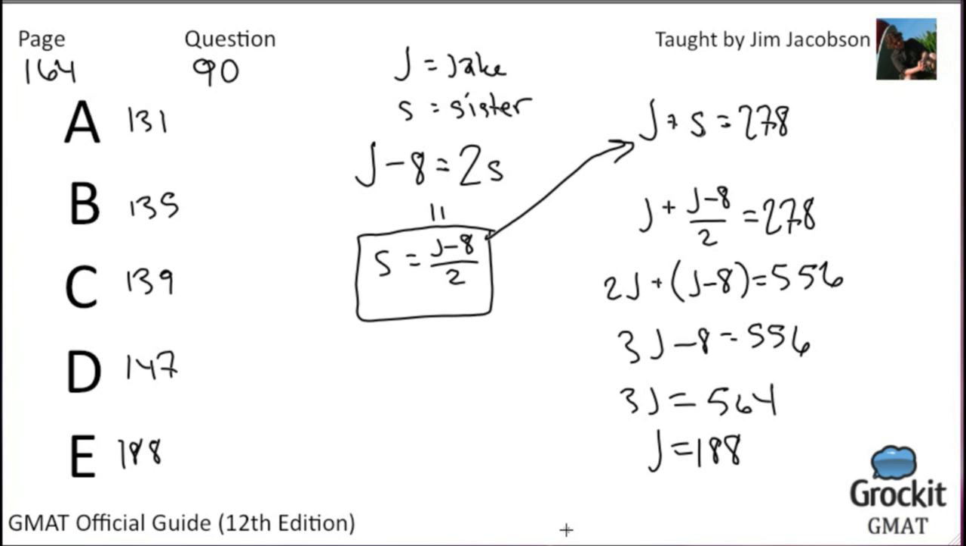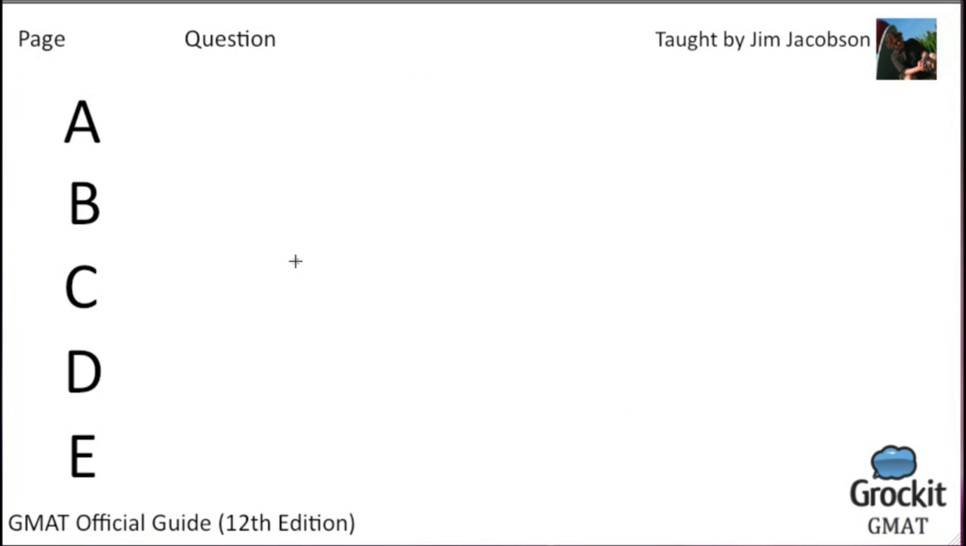So Jake weighs 188, and his sister is a lightweight at about 90 pounds. So his sister's weight is not what we're solving for. We're solving for Jake. Okay, so choice E is the correct one for number 90. We're moving on to page 165.